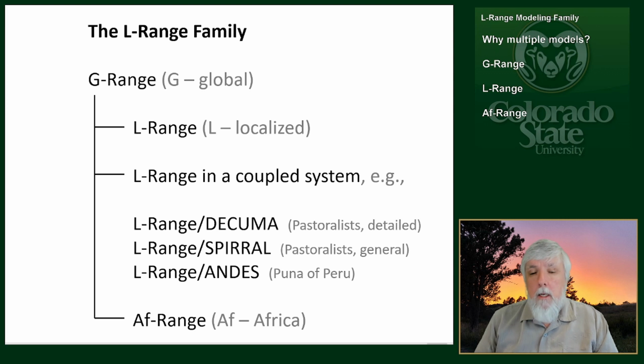L-range has been modified multiple times. The modifications have supported its connection to agent-based models. So L-range is the process-based ecosystem services model that was used in other settings to address questions about ecology, so to speak, and forage production and carbon sequestration and such. But to use the tool in a coupled systems approach, where we're representing humans and the ecosystems they rely upon, then we have agent-based models that connect with L-range.